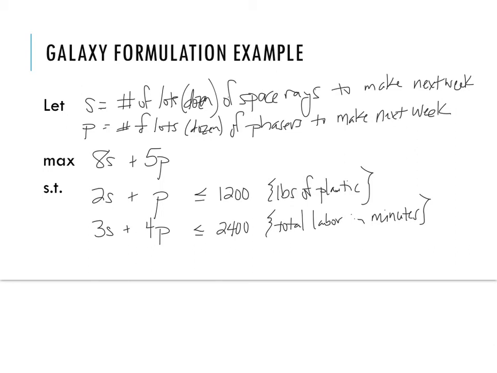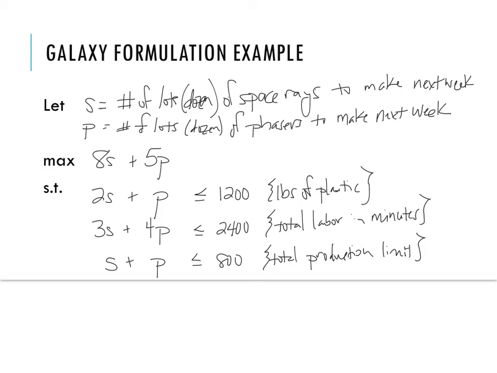The other thing we have to deal with are those strategic level decisions that were handed down to us. The first one said limit the overall production to 800 units. So we need 800, and we need to stay under that. And this says total production limit or maximum, whatever you want to call it. And that's just simply adding up how many lots of space rays we did and how many lots of phasers we did. So S plus P.